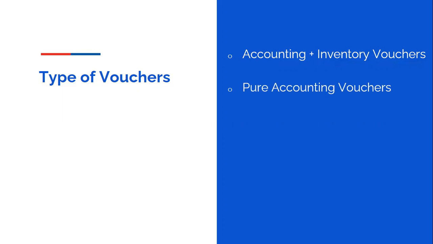Next is pure accounting voucher. So number two is pure accounting voucher. Pure accounting voucher means a voucher that affects accounting only. Okay, these vouchers will not affect inventory, like payment, receipt, journal, contra. You know that if you are making a payment to someone, or receiving money from someone, then only the cash balance can increase or decrease, and item stock balance will not be affected. So payment, receipt, debit note, credit note, contra voucher, these vouchers belong to pure accounting vouchers.